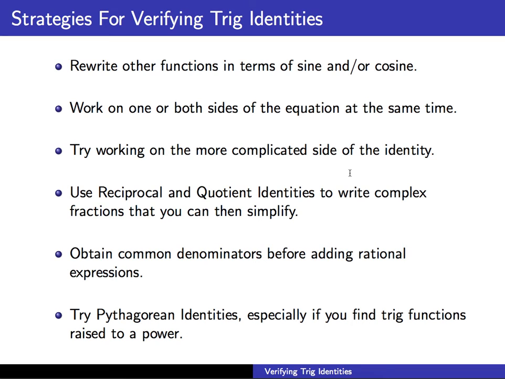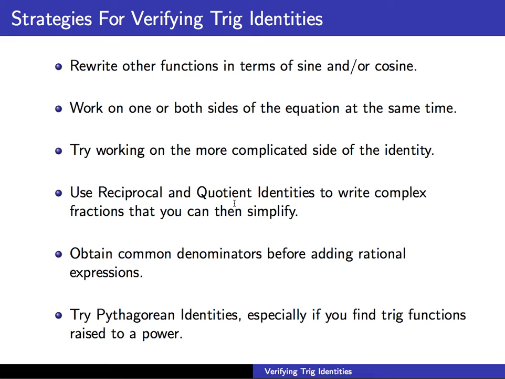Try working on the more complicated side of the identity. I know typically if we see something that looks scary, we want to avoid it, but having more information there, a more complicated expression, actually gives you more to start with and more to work with. So it might actually be advantageous to start with a more complicated side.